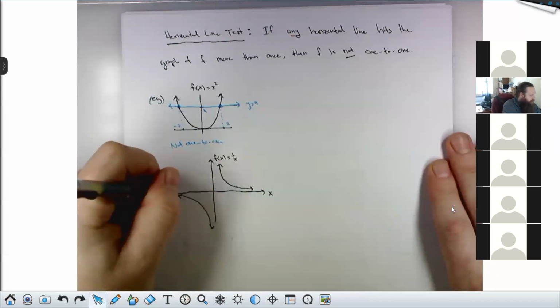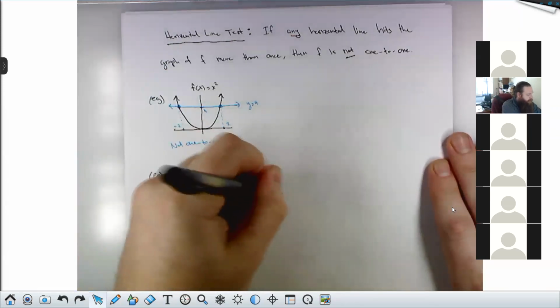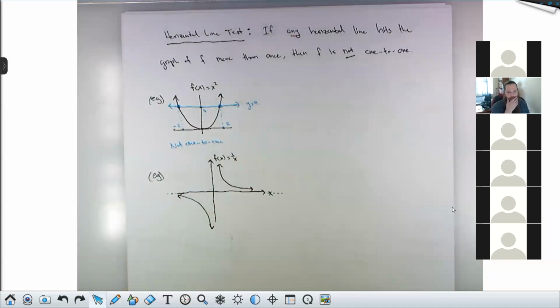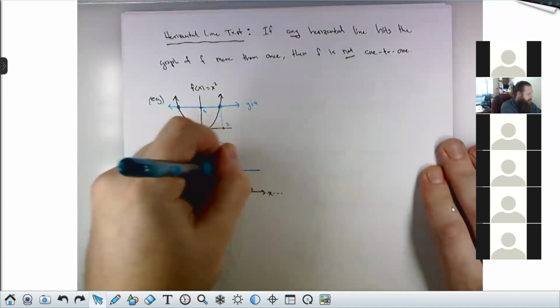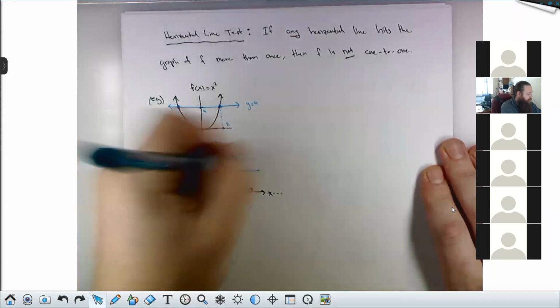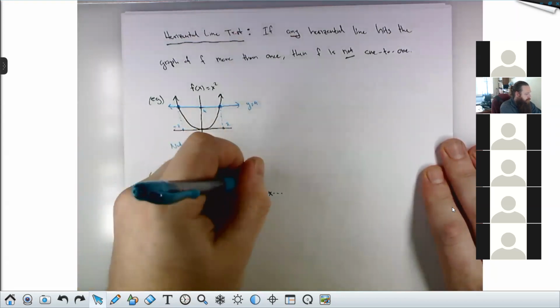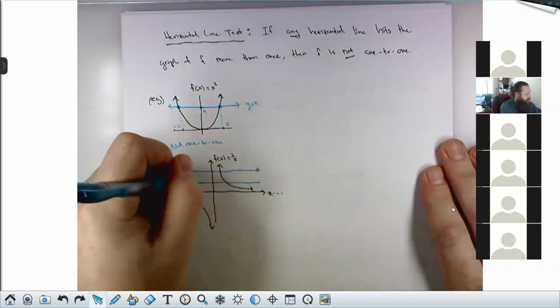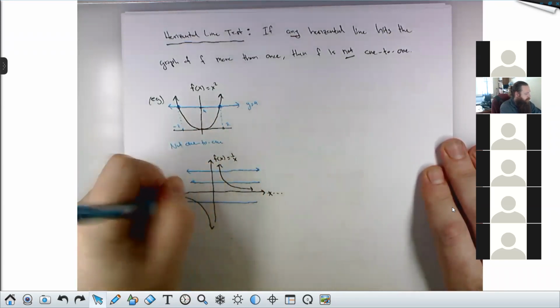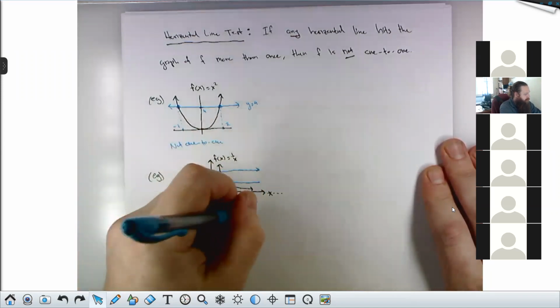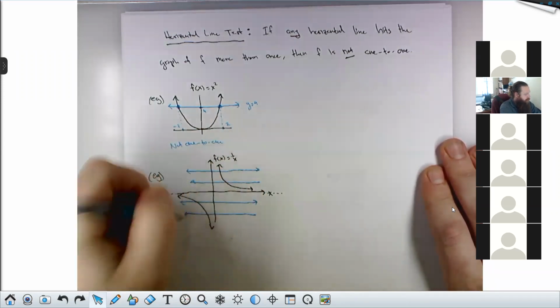All right, here's another graph. This is the graph of 1/x. It's one of our parent functions. We need to know this one. Is this 1-to-1? Yes. It is, yeah, because no matter where I drop my horizontal line, it's going to hit this thing at most once.